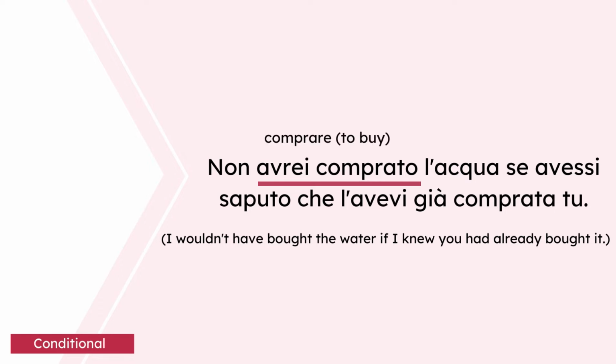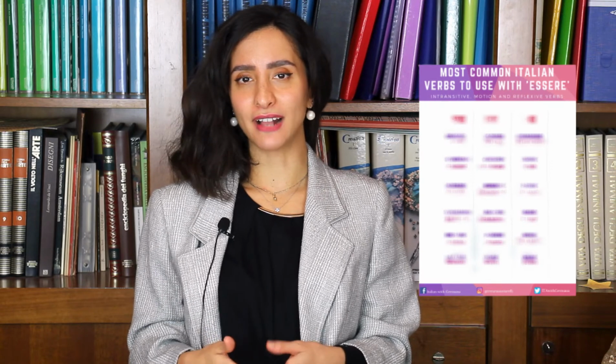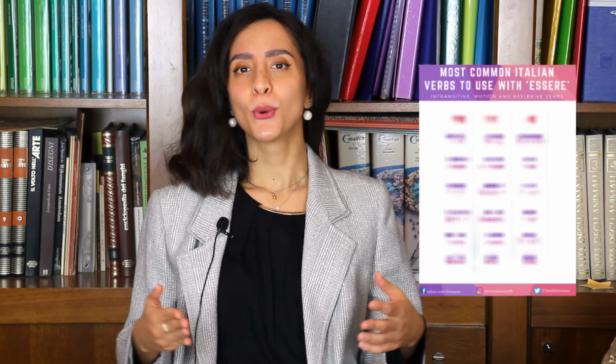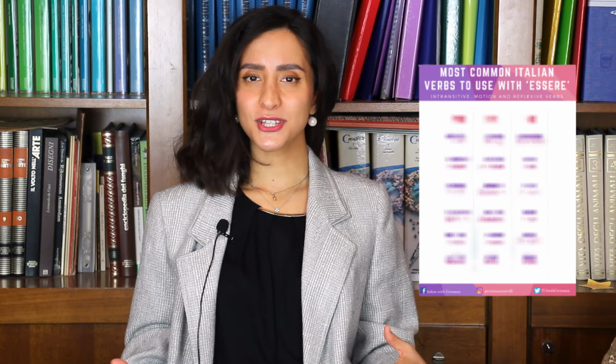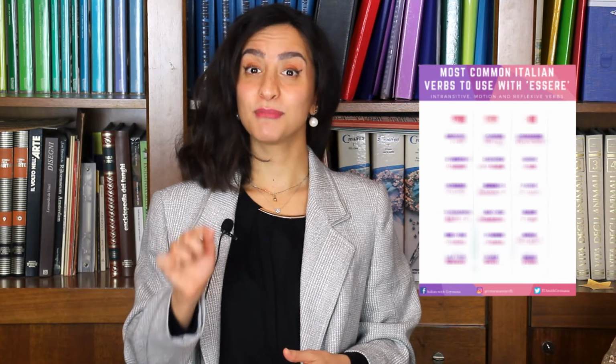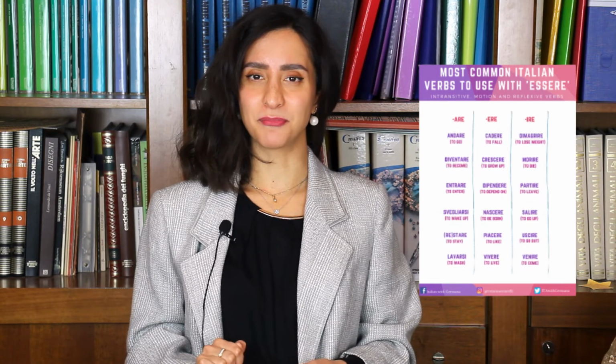So we've used the verb avere as auxiliary verb plus the past participle of the verb comprare, which is a verb of the first conjugation. And again, to simplify your studying, I've created another PDF file which includes more or less the most common verbs to use with essere. So you have no excuses to get confused with it. You can download it by clicking on the same Google Drive link down below in the description box.